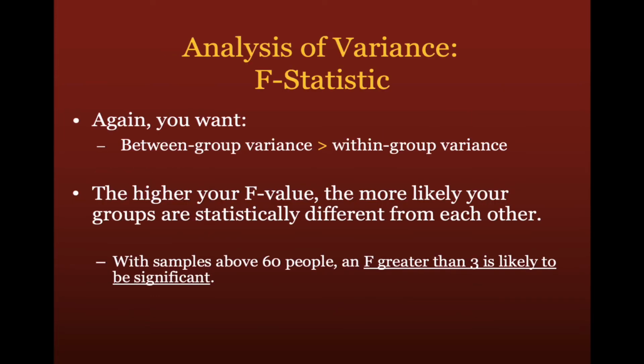So again, what I want you to walk away with is you want to have a lot of between group variance and less within group variance. So the more variability that you can attribute to the differences between your means, which is your between group variance, the better. You want the majority of the variability on the dependent variable to be due to differences between your groups than variability around the groups. And with samples above 60 people, an F greater than 3 is likely to be statistically significant.